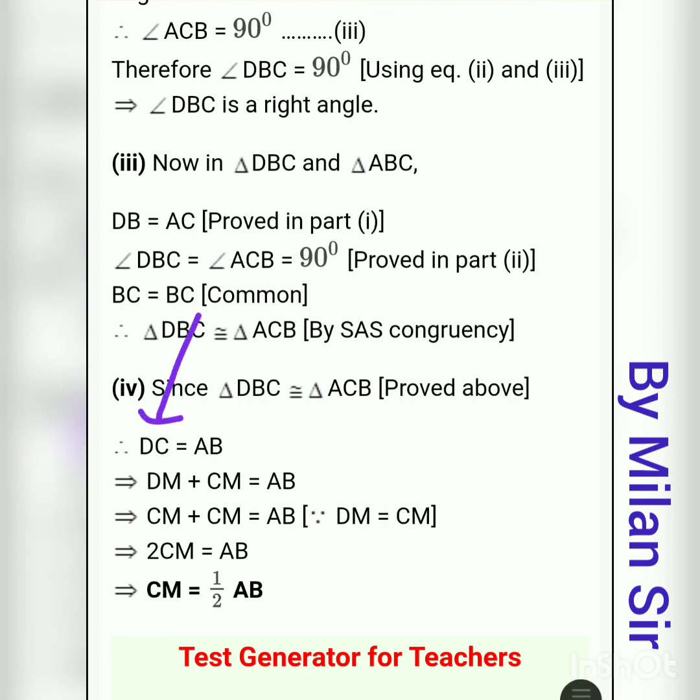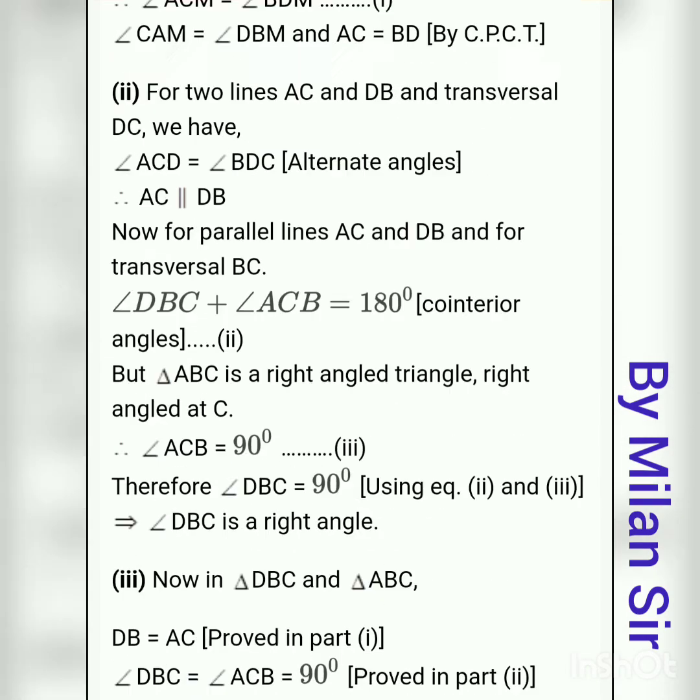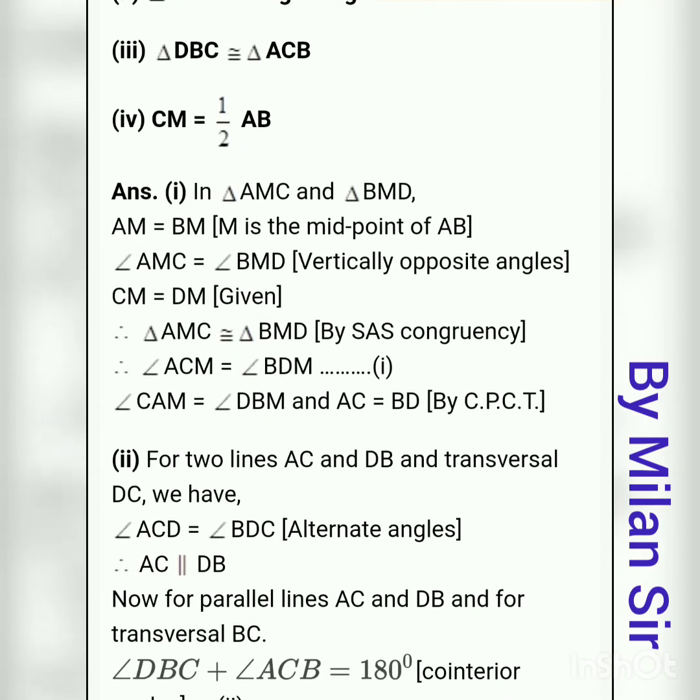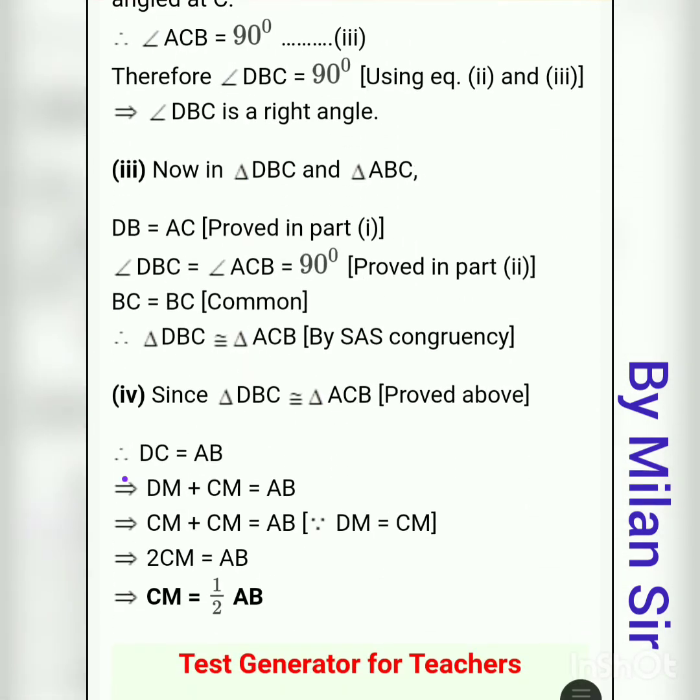Okay, now DC means what? DM plus CM, it is full DC. So here DM plus CM is equal to AB. In place of DC, write down DM plus CM. Again, I repeat these things. Here we already proved these two triangles are congruent. So from that we can write DC is equal to AB. Now in place of DC we can put DM plus CM, and AB as it is.